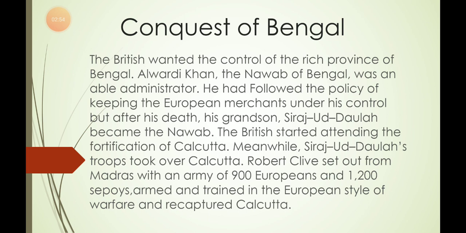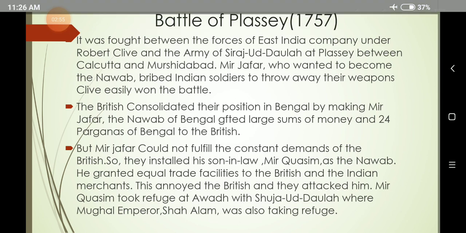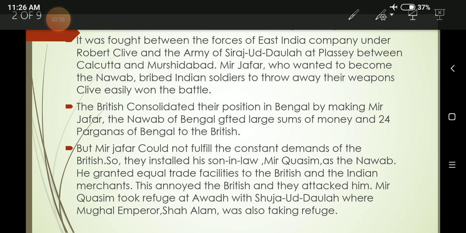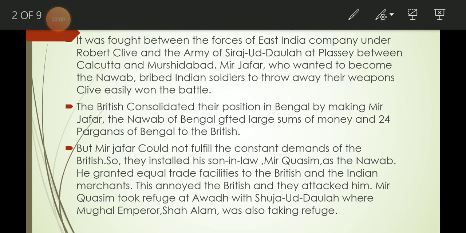Then the Battle of Plassey, 1757. The Battle of Plassey was fought between the forces of the East India Company under Robert Clive and the army of Sirajuddaulah at Plassey, one of the places between Calcutta and Murshidabad.